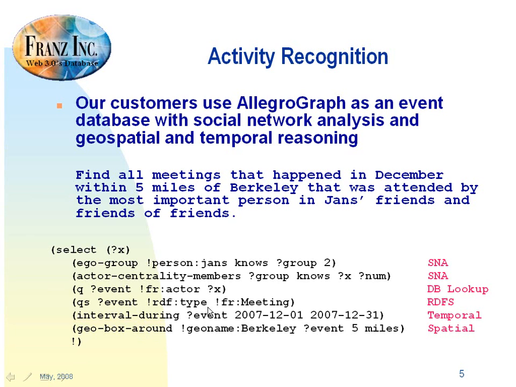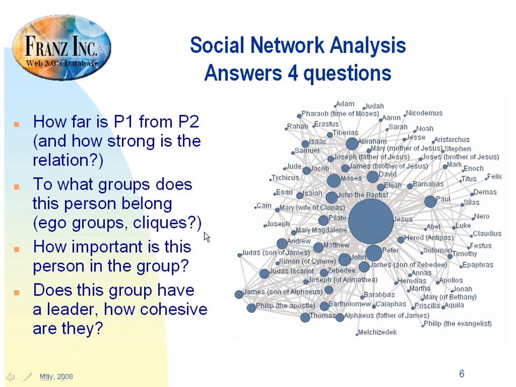I don't want to go too deep today because it's about EC2, but we can now answer queries that combine all these things in one query framework, and we can do it on really large numbers of triples. So just a few words about social network analytics. We provide functions that allow you to say how far a particular person is from another person, to what group a person belongs, how important a person is in a group, whether a group has a leader or no leader, and whether it's a strong group with strong connections or more like a weakly connected group.